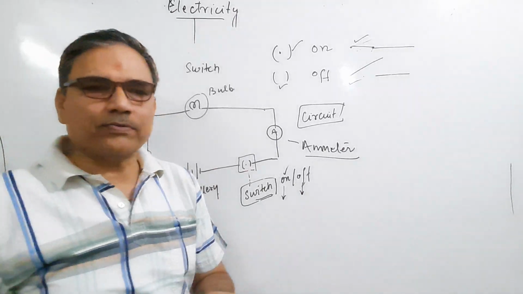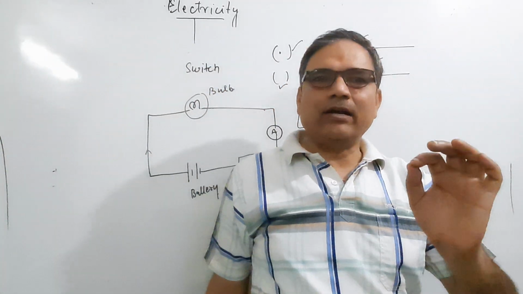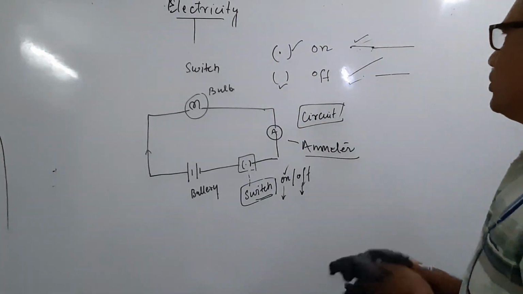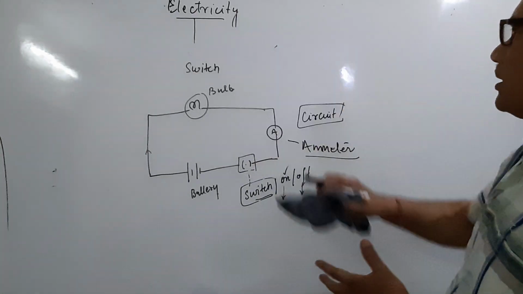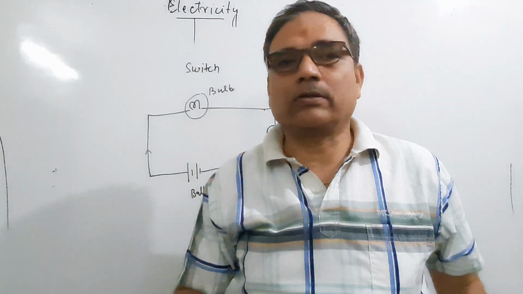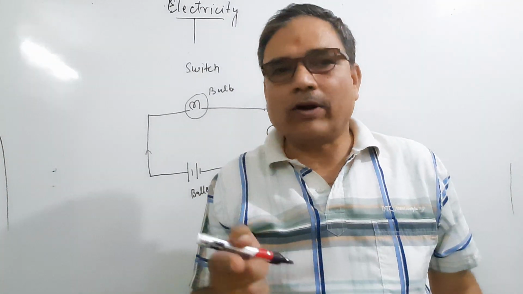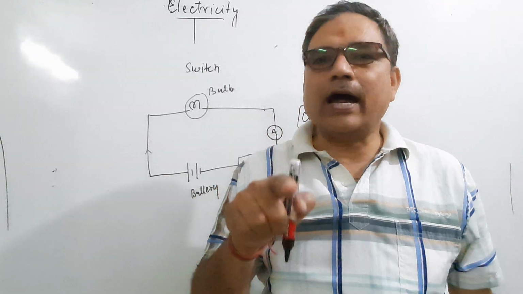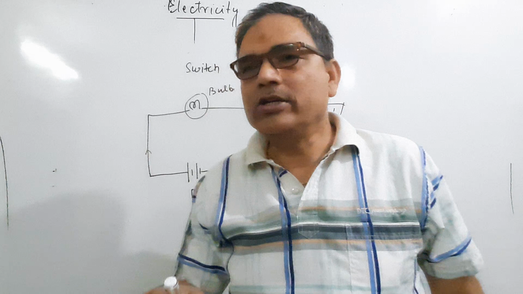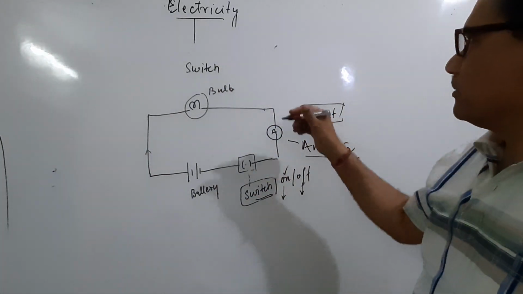So what is the definition of a circuit? The continuous and closed path of an electric current. What did I say? The continuous and closed path of an electric current is known as a circuit.